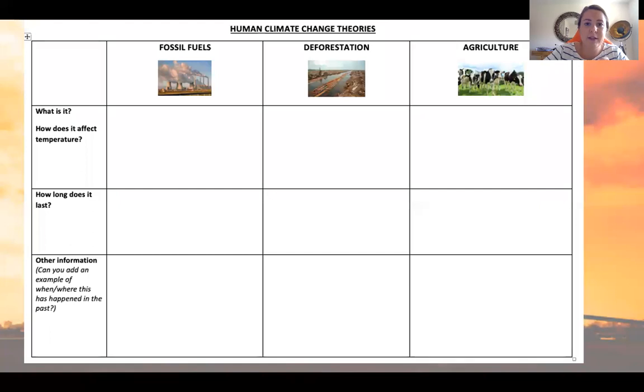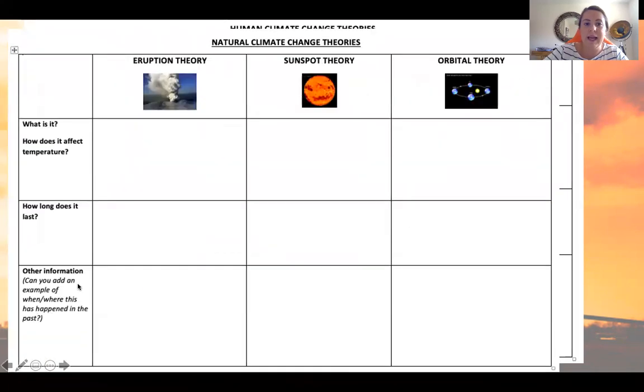So this is the human causes of climate change. We've got fossil fuels, deforestation and agriculture. So there are 3, and then you're basically going to be filling out these boxes by answering these questions. So what it is, how it affects temperature, how long does it last, and any other information. And then the same for natural climate change theories. So we've got eruption theory, sunspot theory, and orbital theory. Again, what they are, how long they last, and any other information.